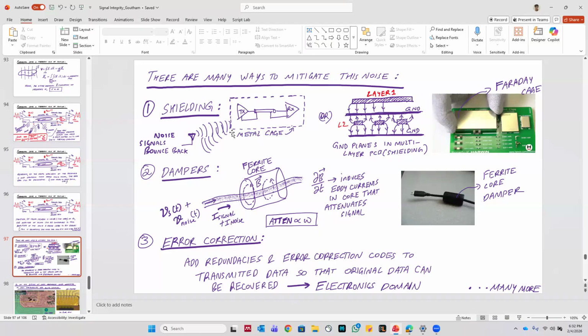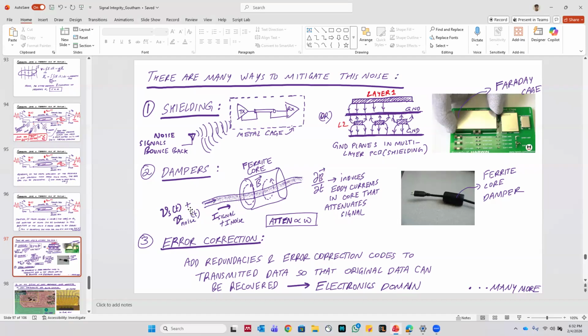So that is shielding. You've probably seen, on a lot of power cords, a kind of cylindrical object on the cord. This is actually a ferrite core, called a ferrite core damper. It's basically a magnetic material wrapped around the wire. Let's say this wire is carrying your signal as well as the noise that has been picked up because of EMI.